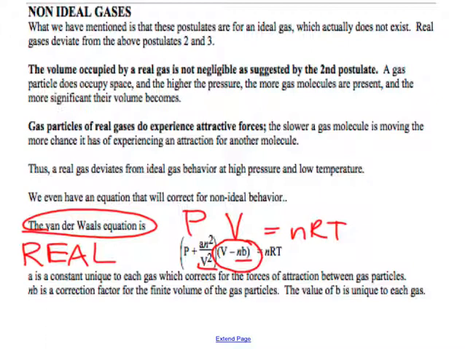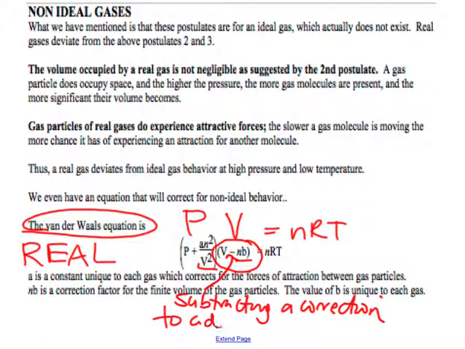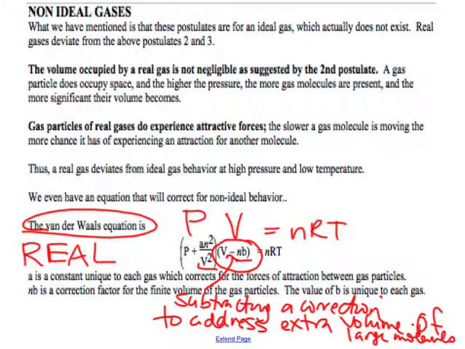So how am I going to correct it mathematically? Am I going to add to that number or subtract? I'm going to subtract, and that's what's going on here. Here, we're subtracting a correction factor to address extra volume of large molecules, meaning non-ideal molecules. So the bigger the molecule, the bigger or smaller the correction factor? The bigger. The bigger the molecule, the more we subtract. Okay? Does that make sense?